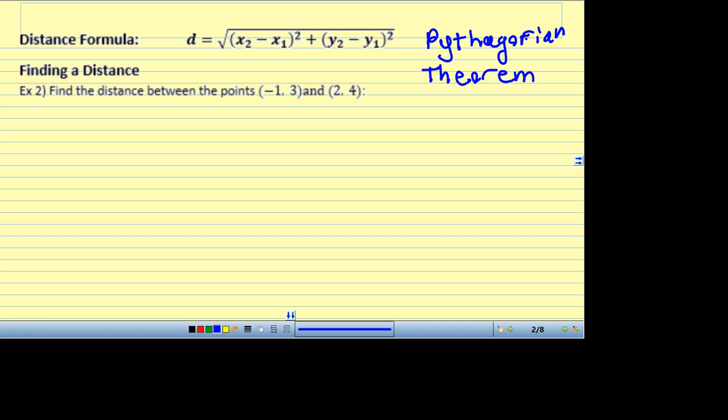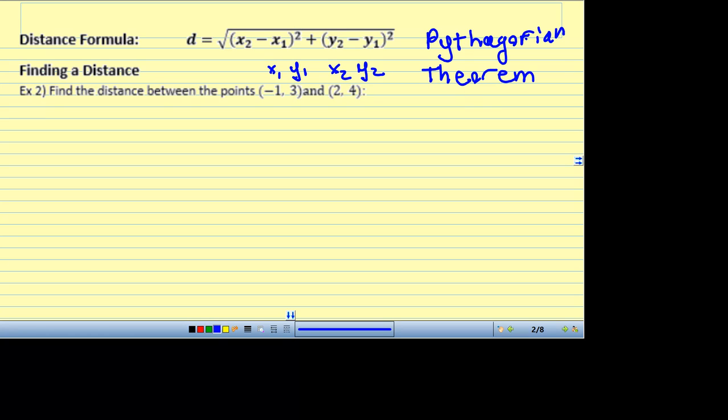So, the Pythagorean theorem. Once you have your points and you need to find the distance using the distance formula, all you have to do is plug it in. First thing I tell my students to do, label your points. So for instance, I'm just going to label this x1. I'm going to label this y1. I'm going to label this x2. I'm going to label this y2. And there you are. I labeled my points.